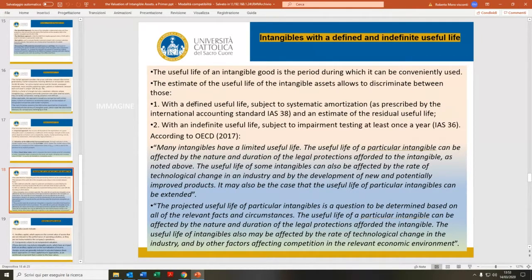We can have a defined useful life subject to systematic amortization and a following estimate of the residual useful life, or we can have an indefinite useful life with an impairment test, for instance of goodwill. Many intangibles have a limited useful life, and so we have the warnings according to the OECD transfer pricing guidelines that we should remember in this kind of assessment of the difference between short living and indefinite living intangibles.